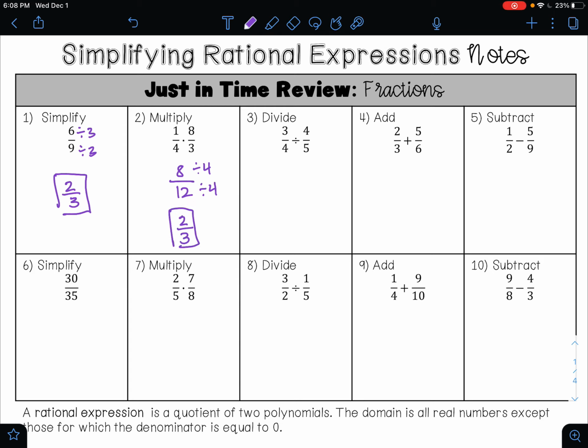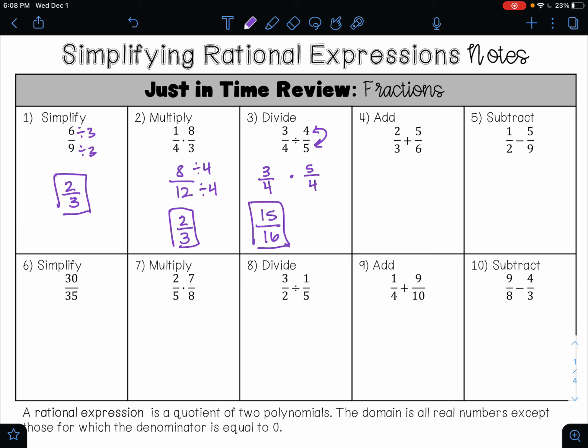To divide fractions, you keep the first fraction the same. You change the division to multiplication, and you flip the second fraction. 3 times 5 is 15, and 4 times 4 is 16. My answer is 15/16. To add or subtract fractions, you need a common denominator.